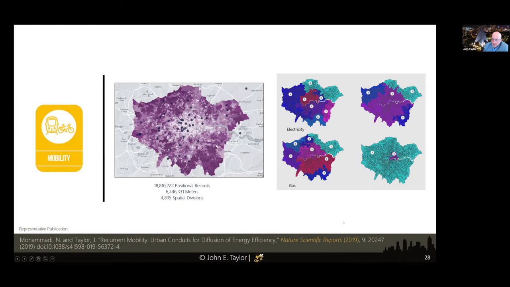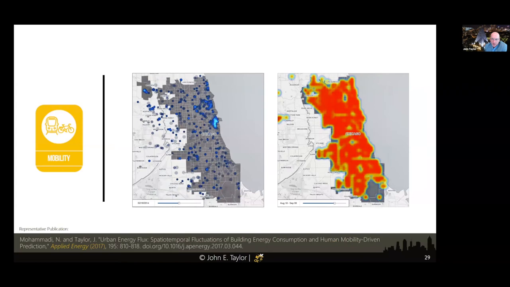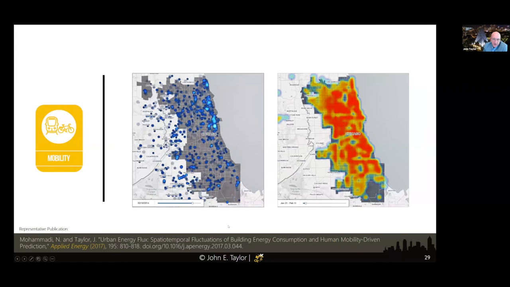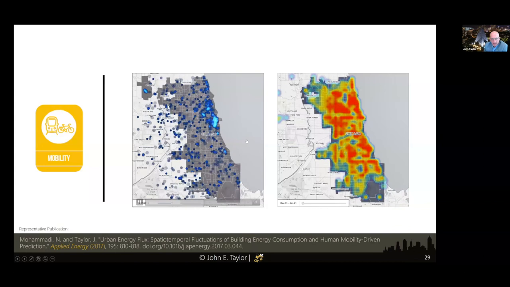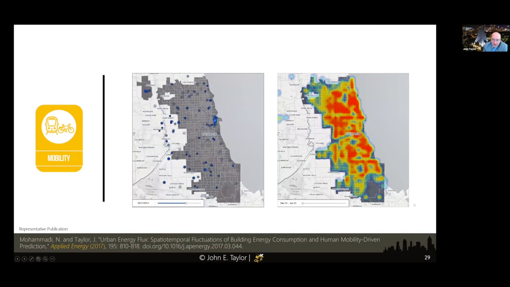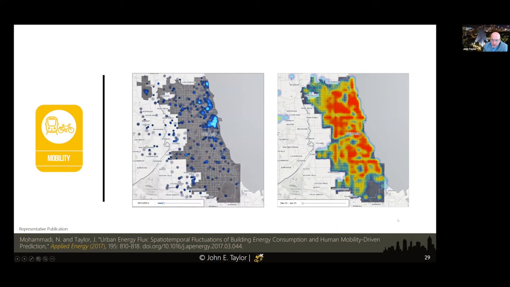That's Greater London. Mobility in the United States, there's good publicly available energy use for the city of Chicago. So in this case, we're now looking at diurnal patterns. So you see people aggregating into the center of the city in Chicago, and then sort of dispersing in the period of a 24-hour period. It's cycling different 24-hour periods on the left, and on the right, the energy use intensity. And so we were interested in, does energy use follow people's mobility patterns? And perhaps not surprisingly, we did find a correlation in those spatiotemporal fluctuations.